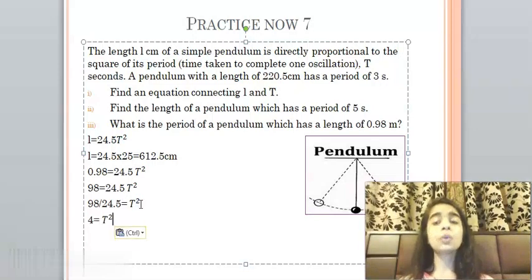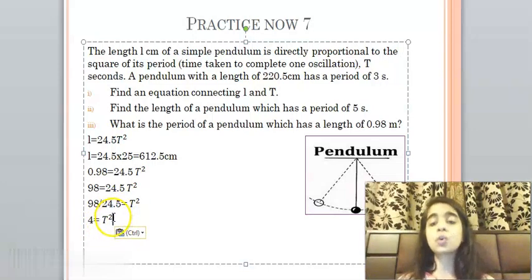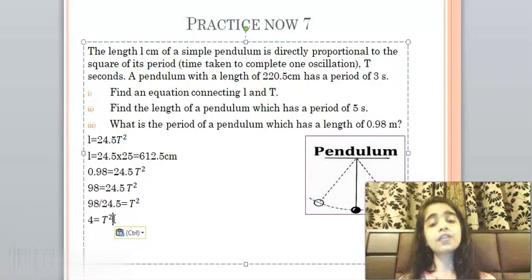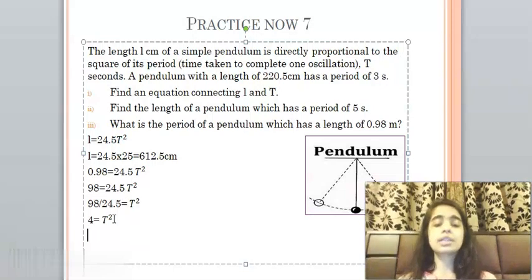Now what do we need to do? We need to find such a value of T which, when we raise it to the power of 2, will give us 4. So yes, we will take the square root on both sides. And now, since our answer is in seconds, it is time, it cannot be negative. So our answer will be T is equal to 2 seconds. And hence we have done our Practice Now 7.